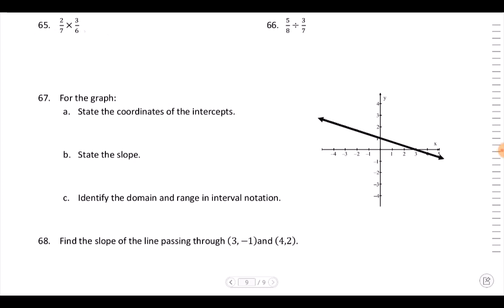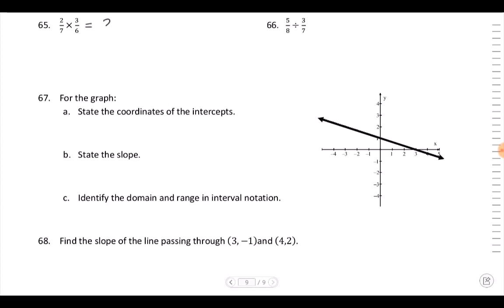Okay, so 2/7 times 3/6. The good news is that when we multiply, we just multiply straight across, and then you can simplify it at the very end of the problem. That's how most students prefer to do this. I prefer to factor it, and then I can cancel out like one-to-one stuff.